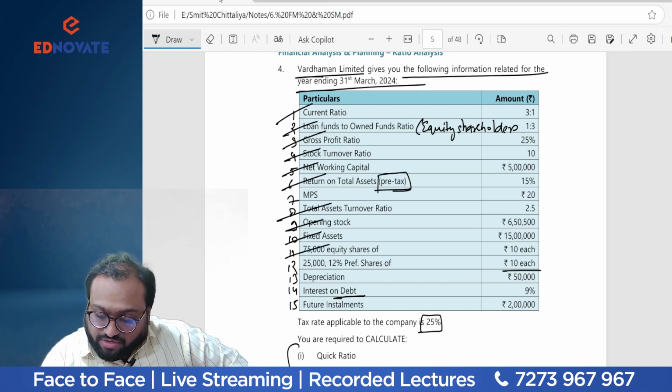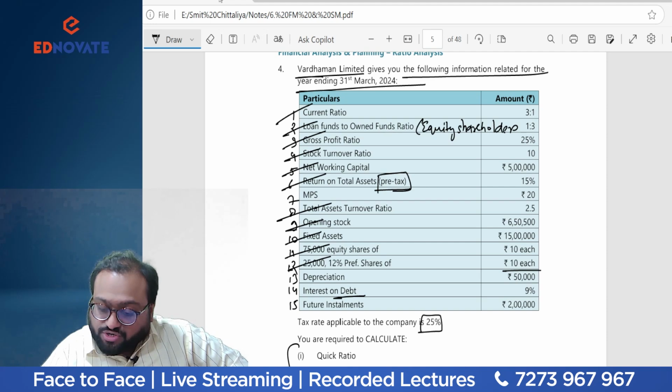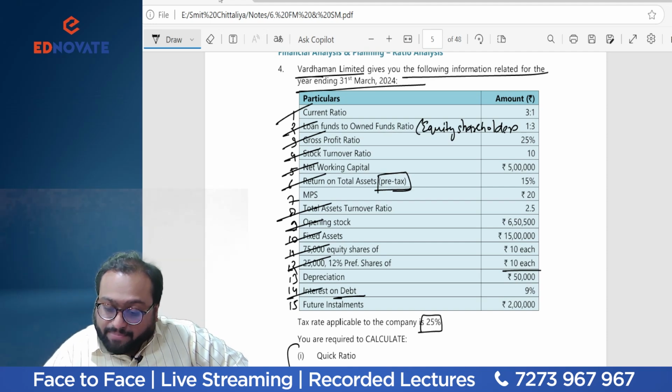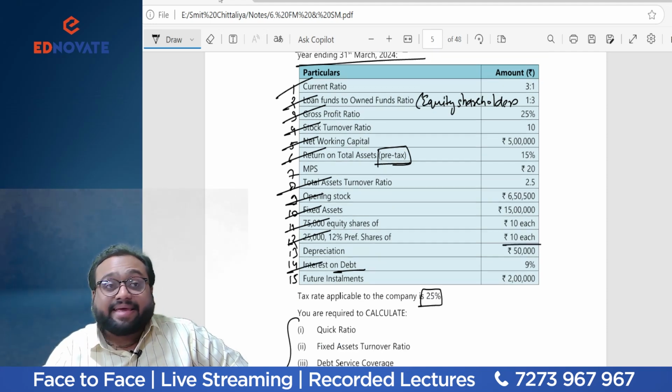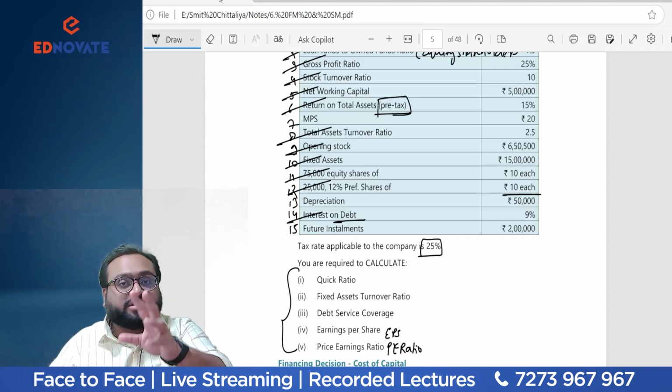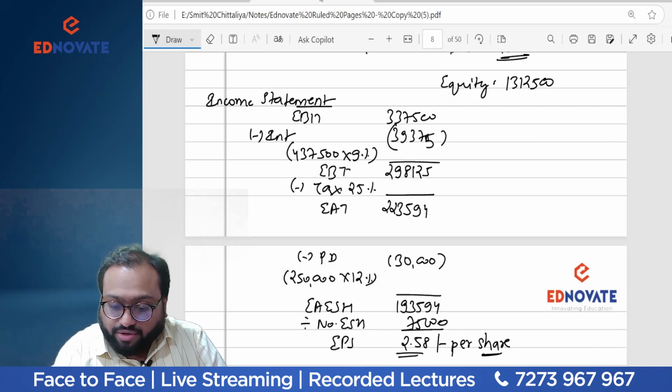I have used equity share capital, I have used my preference share capital, I have used interest on debt. Now I can go for my calculation part. First of all, the quick ratio. I'll go for the quick ratio.